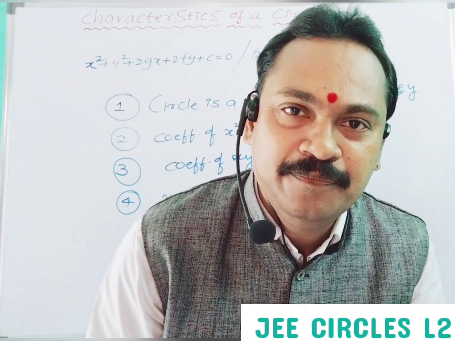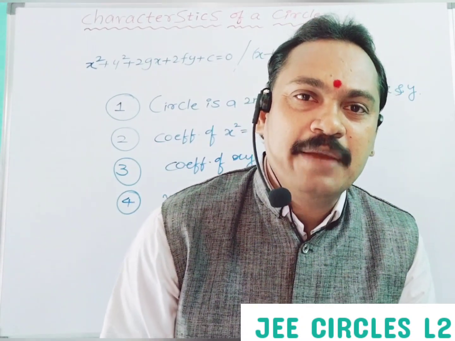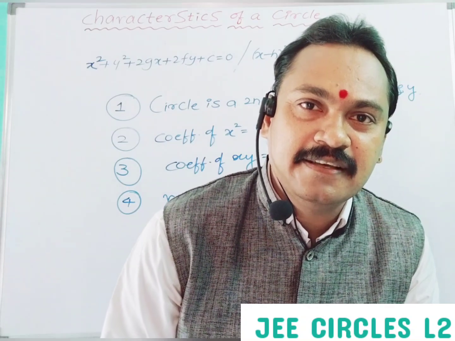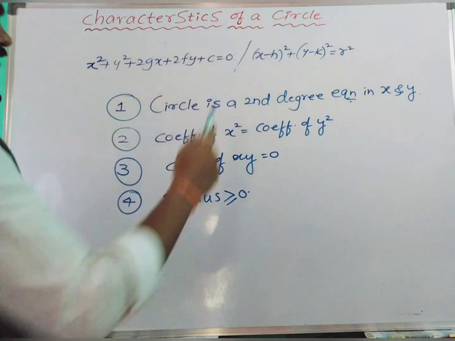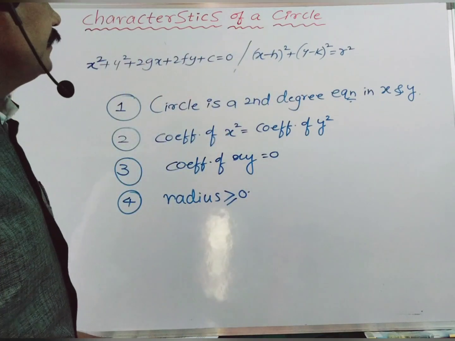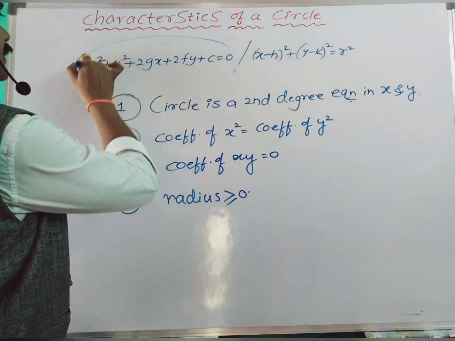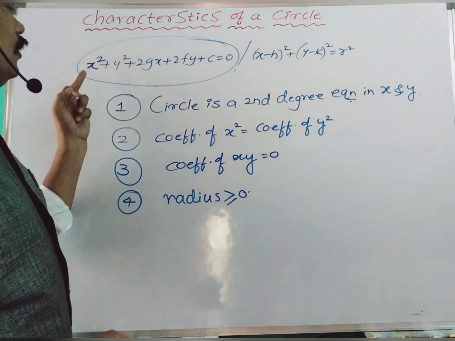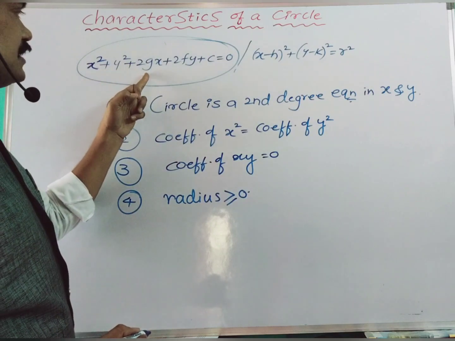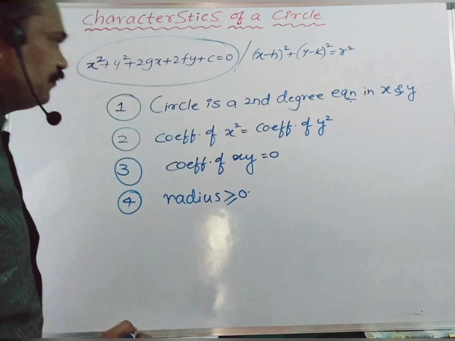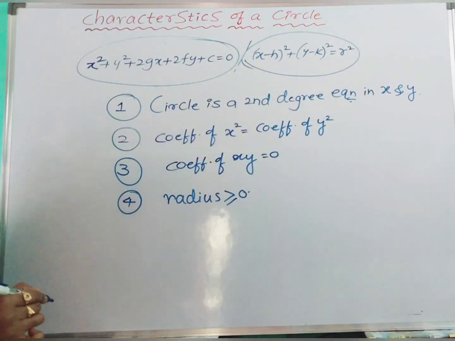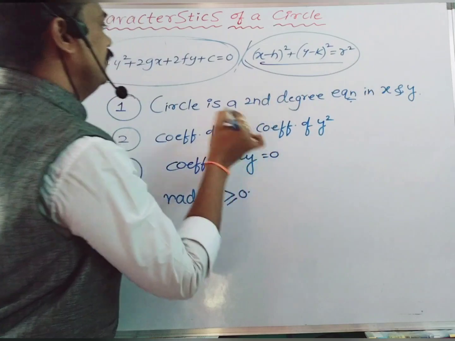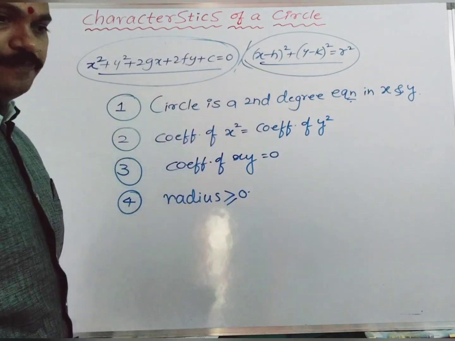How are you all? Okay, today I am going to discuss the characteristics of a circle. If we observe the characteristics of a circle, what are they? Let us take the general form of a circle: x square plus y square plus 2gx plus 2fy plus c equals 0. And this is the general form of a circle if you observe.